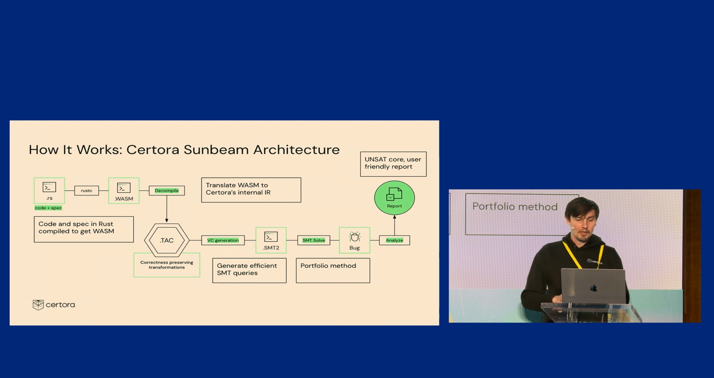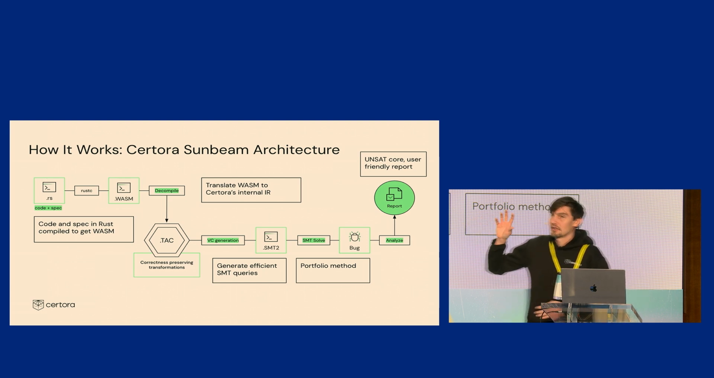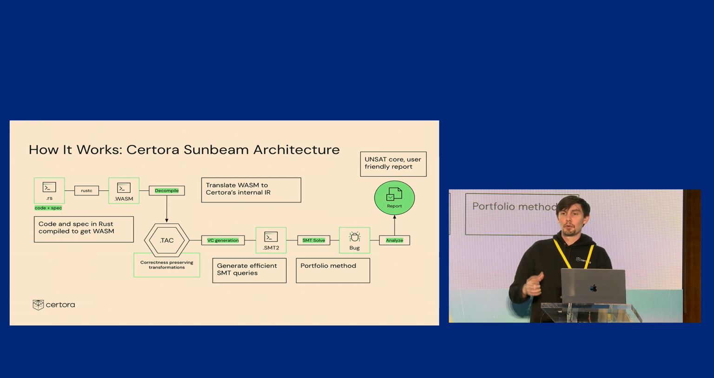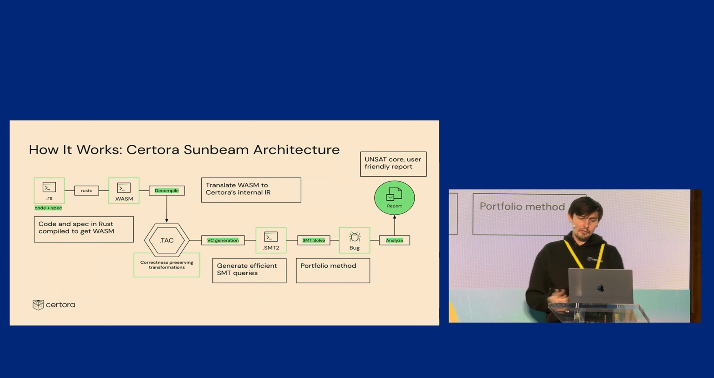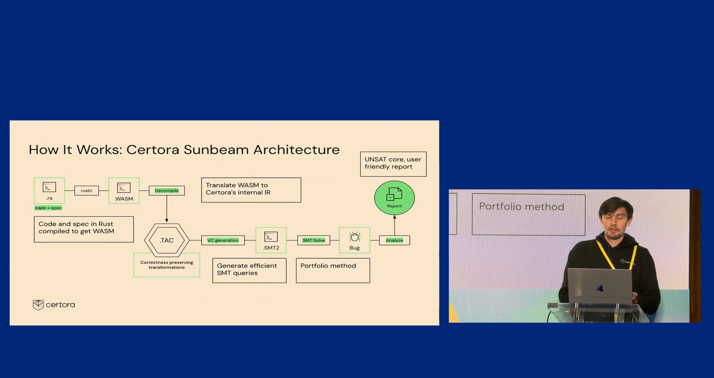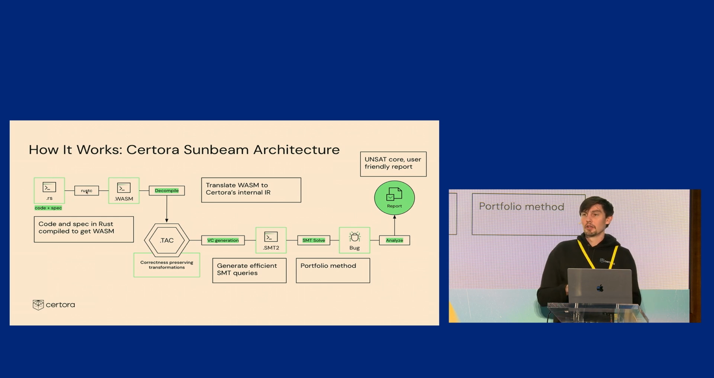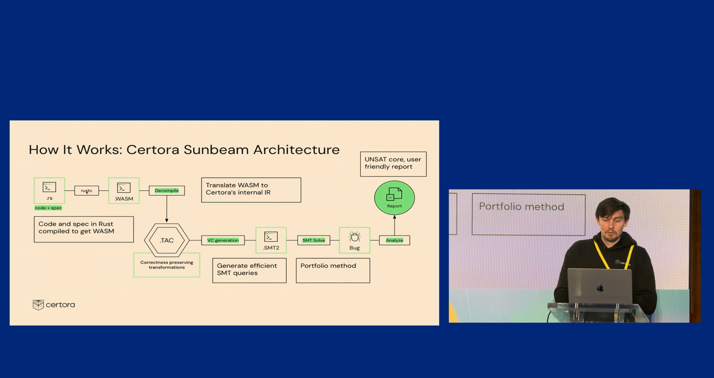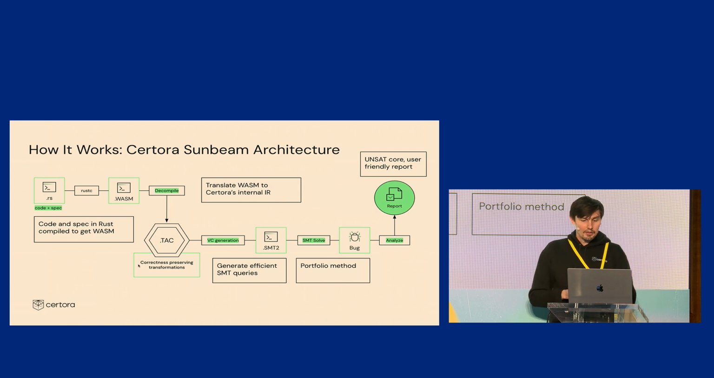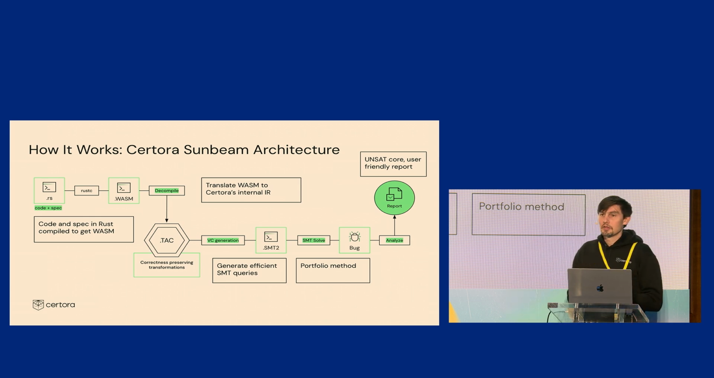So I want to go in this slide just briefly over the infrastructure to understand more what we're actually doing, what's happening under the hood. So as input, as I said, you have this code in Rust and the specification, also in Rust. We'll then compile your code with Cargo or the Rust compiler to WebAssembly. And then we actually use the WebAssembly that you also deploy on the blockchain. We decompile it to an intermediate representation, to our own language that we call TAC, the three-address code.